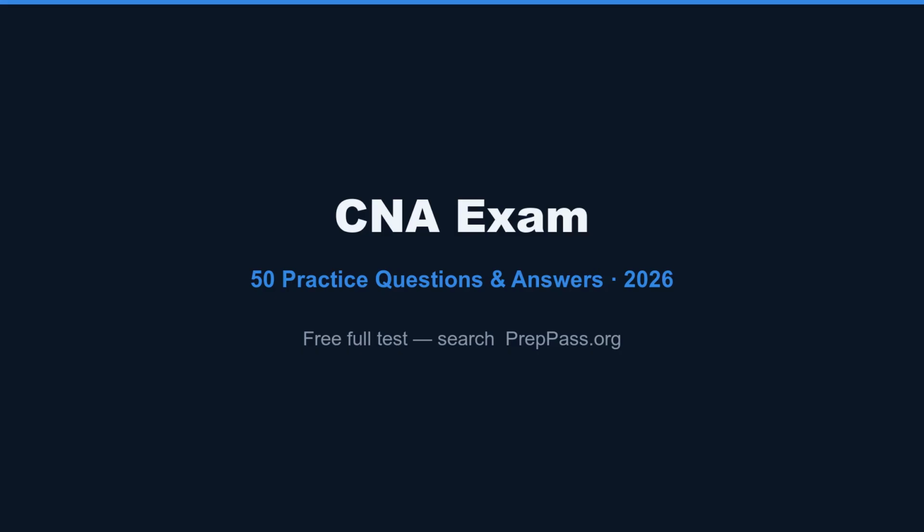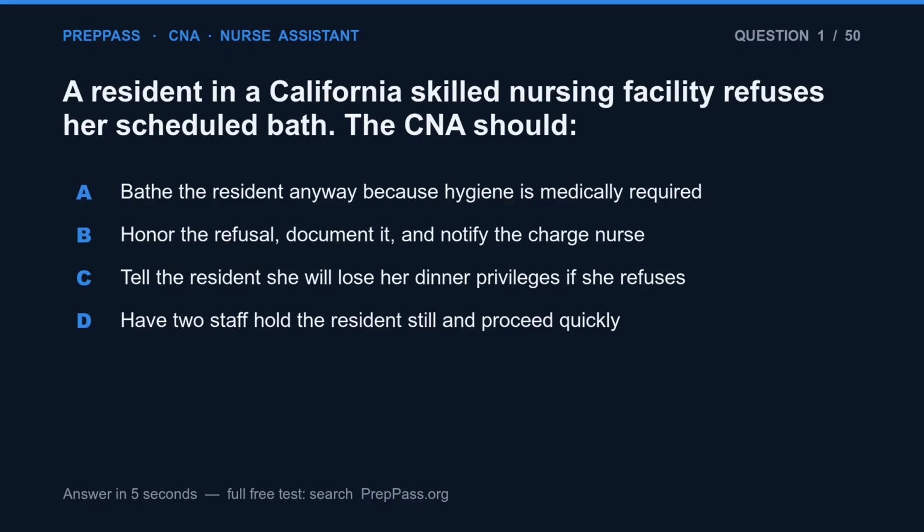Let's begin. Question 1. A resident in a California skilled nursing facility refuses her scheduled bath. The CNA should: A. Bathe the resident anyway because hygiene is medically required. B. Honor the refusal, document it, and notify the charge nurse. C. Tell the resident she will lose her dinner privileges if she refuses. D. Have 2 staff hold the resident still and proceed quickly.